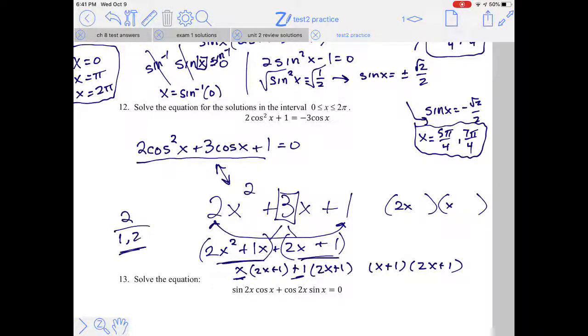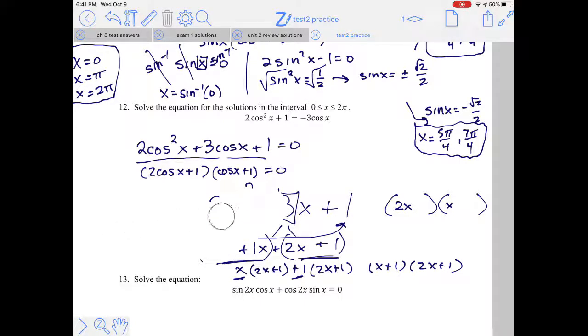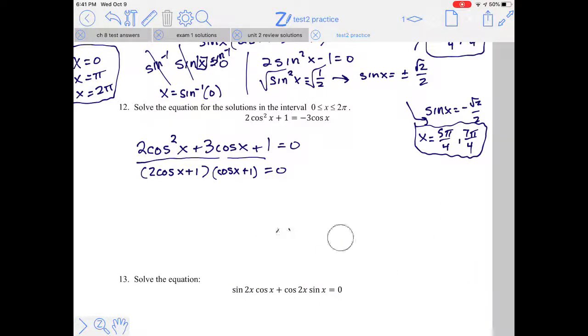So if 2x squared plus 3x plus 1 factors into x plus 1 and 2x plus 1, how can we use that same technique for 2 cosine squared x plus 3 cosine x plus 1? Just replace x with cosine x. There you go. So this would be 2 cosine x plus 1, and then the other factor would be cosine x plus 1 equals 0. It's using factoring in a little bit different way. Awesome way, I might add.